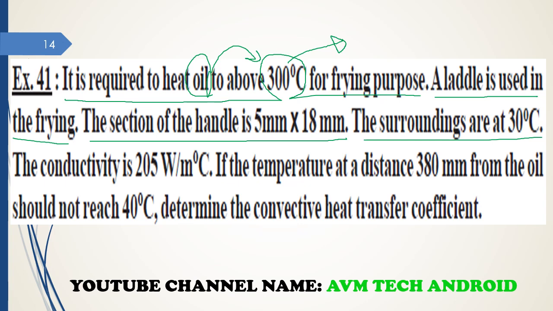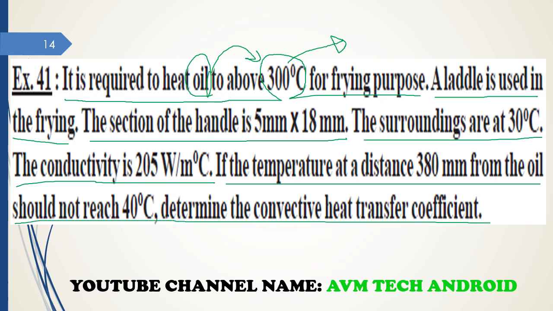Conductivity of the handle is 205 watt per meter degree Celsius. If the temperature at the distance 380 mm from the oil should not reach 40 degrees Celsius, determine the convection heat transfer coefficient, that is H. We have to find out H.